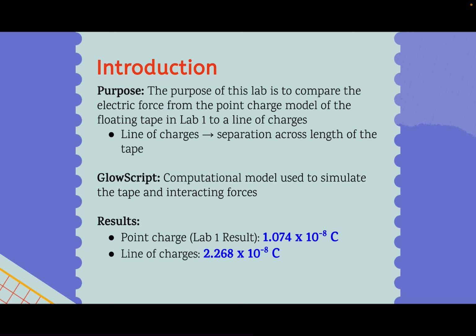The main results from the lab include that the estimated point charge, which was gathered in Lab 1, was 1.074 times 10 to the negative 8th coulombs, and the line of charges has a charge of 2.268 times 10 to the negative 8th coulombs.